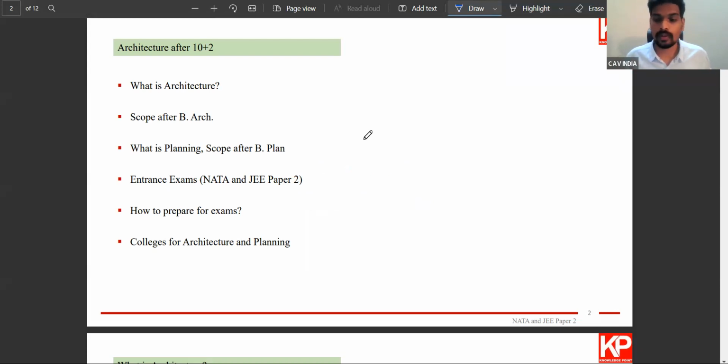So I hope most of you are either in your 11th or 12th standard. So what is architecture as a career? That's the first thing which we'll be looking into in brief. And secondly, we'll be looking into the scope after B.Arch.